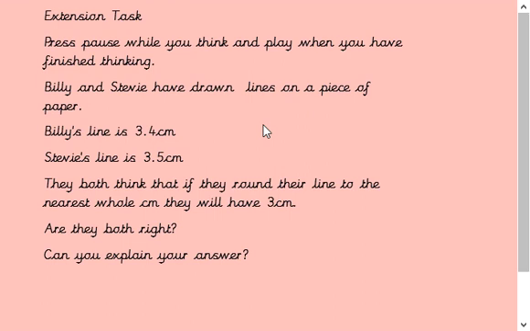Stevie's line is at 3.5 centimetres. So if we look at the tenths digit, it's a 5. If you remember, we said 5 or more, we would need to round up. So Stevie's line will need to be rounded up to 4 centimetres. So the answer to this is that they're both not right. Billy is correct, but Stevie is not.